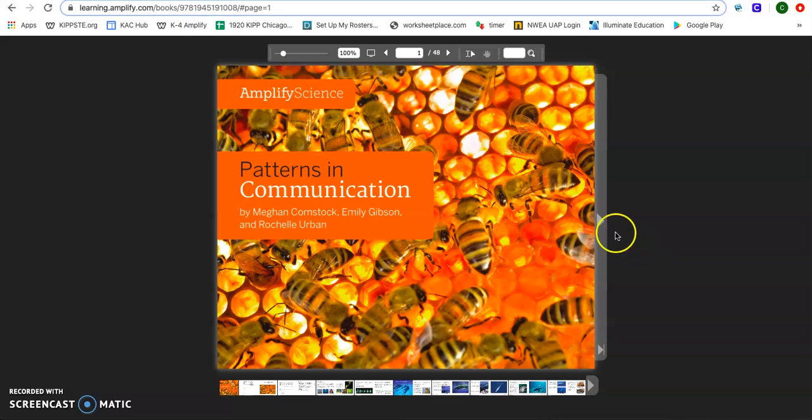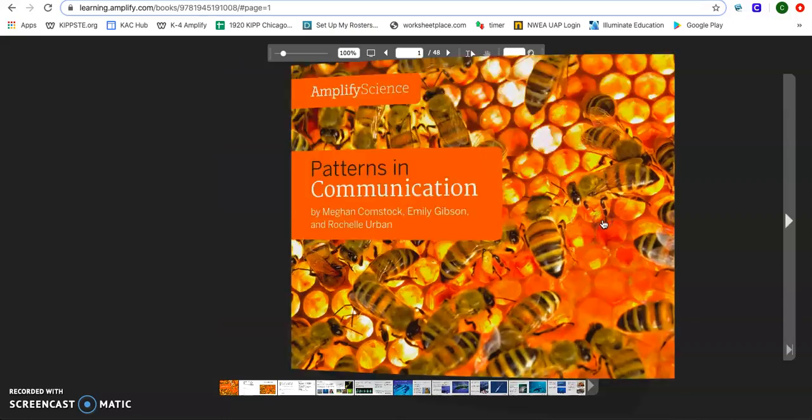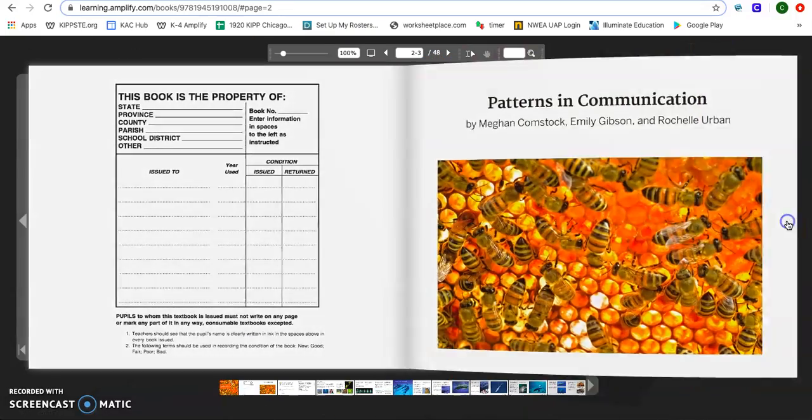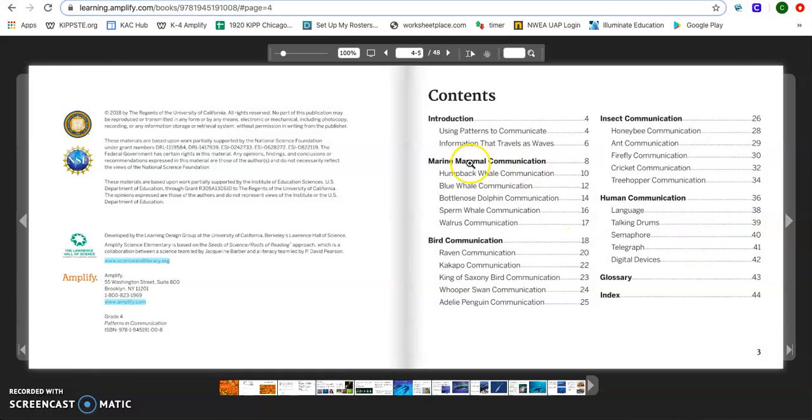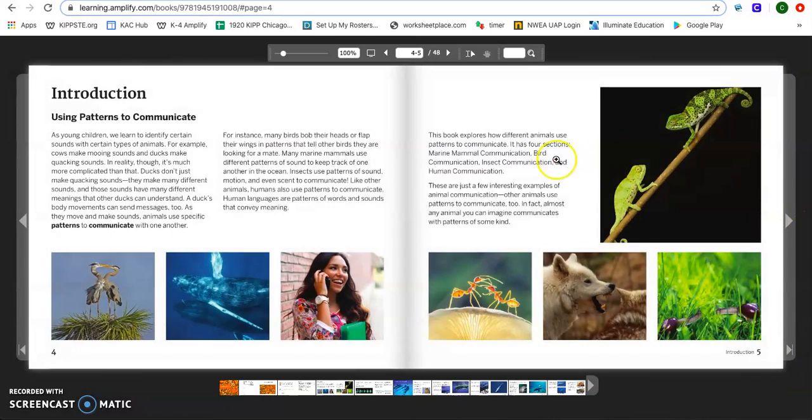Patterns in Communication. These little bees look a little creepy to me. I don't know about you. We're going to read the introduction. I love the table of contents. Being a text feature, it is going to help us save some time. We're going to go straight to the page. I'm looking at the introduction right here, which is on page 4. So we're going to go to page 4. I'm not going to click it up here because I see that this is page 3, so I just need to turn one page. All right, here's our introduction.